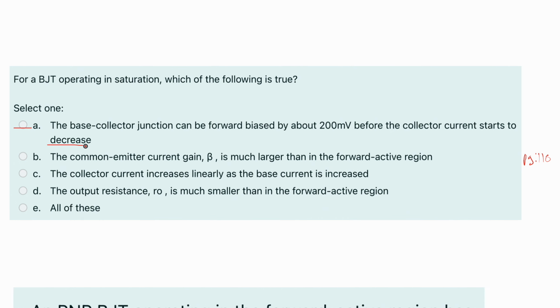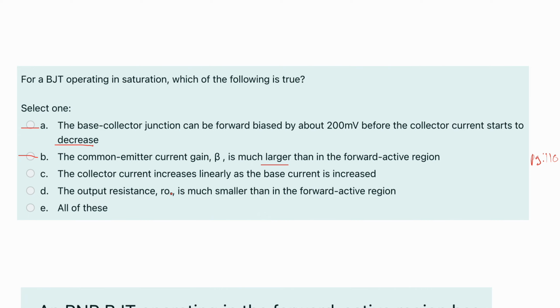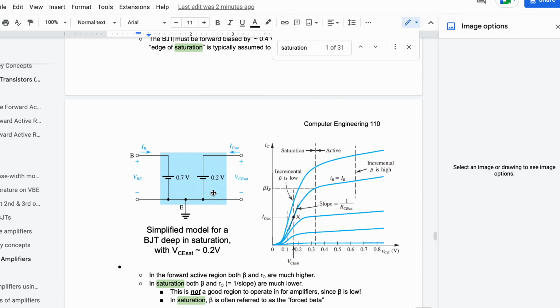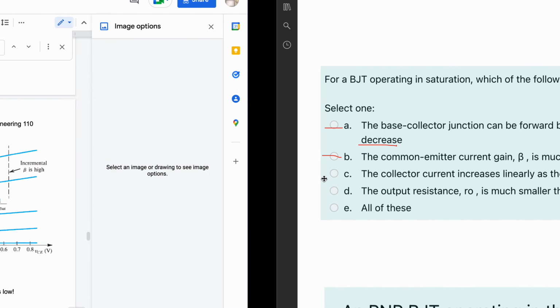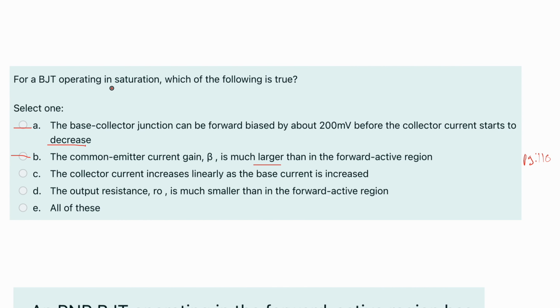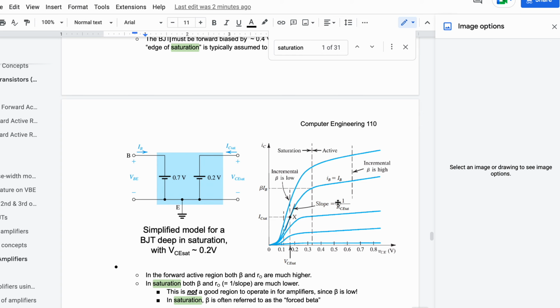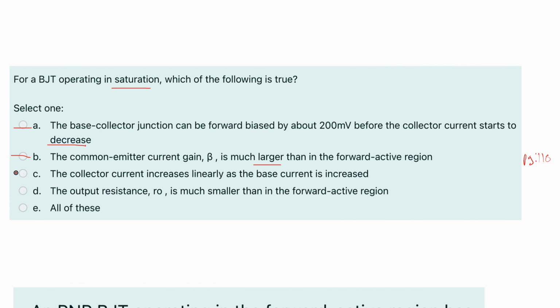The collector current increases linearly as the base current is increased. If we look at this, our current IC is not increasing linearly in saturation. Operating in saturation, collector current increasing linearly is untrue because at saturation, we can see it tapers off a little bit. In here, it would increase more linearly, but not so much in saturation. So this is going to be false. The collector current does not increase linearly as the base current is increased.